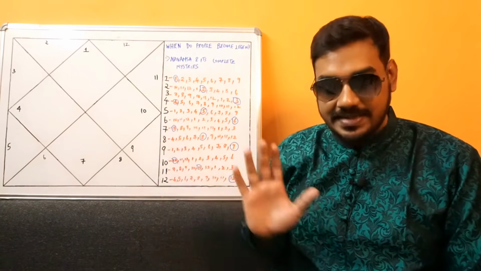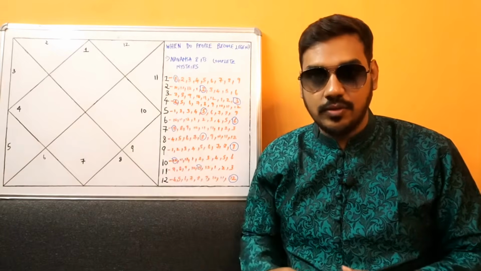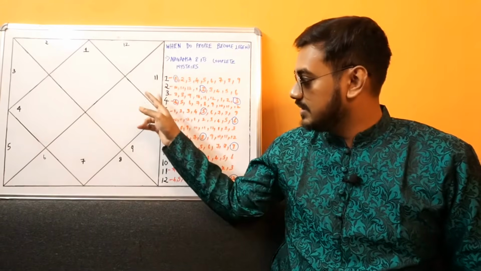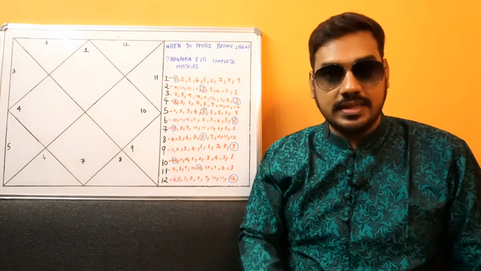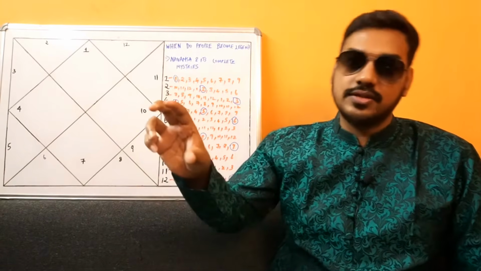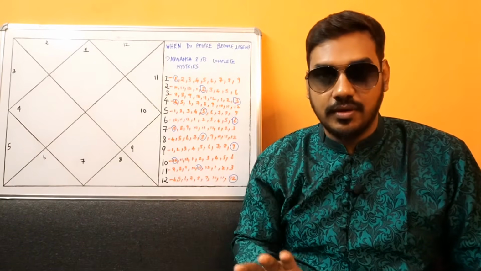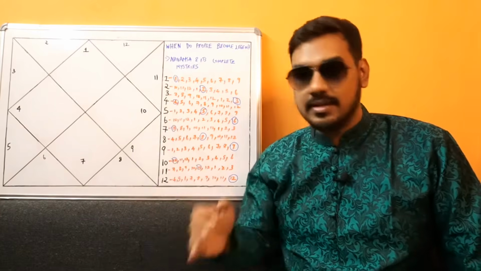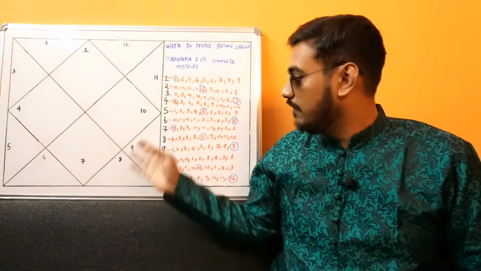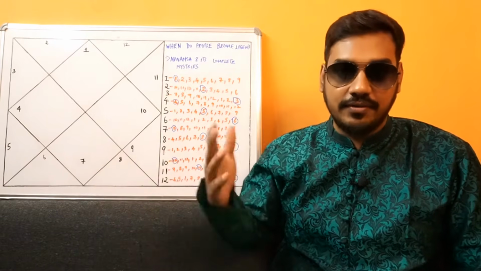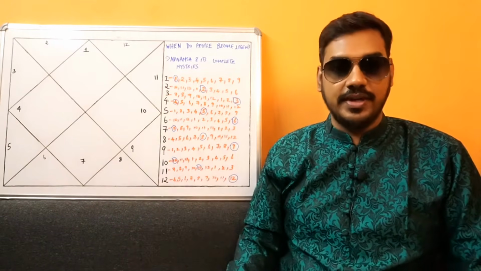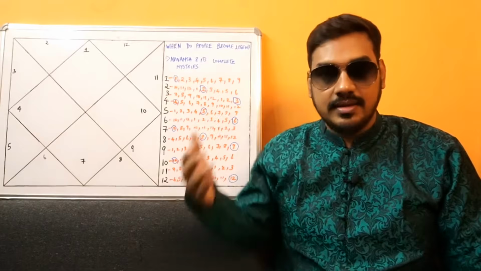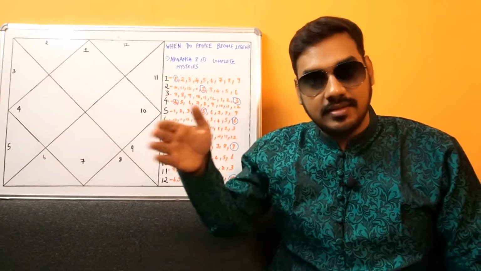Now, basically what you have to remember, the fundamental rule, is that for movable signs, that is Aries ascendant, Cancer ascendant, Libra ascendant and Capricorn ascendant, the Navamsa starts with its own sign. So, for Aries, the first Navamsa will be Aries Navamsa. For Cancer, the first Navamsa will start from Cancer Navamsa itself. For Libra, again it will start from Libra Navamsa itself, and for Capricorn it will start with Capricorn Navamsa itself. So, 1, 4, 7, 10, the movable signs, the first Navamsa will always start with their own sign itself.